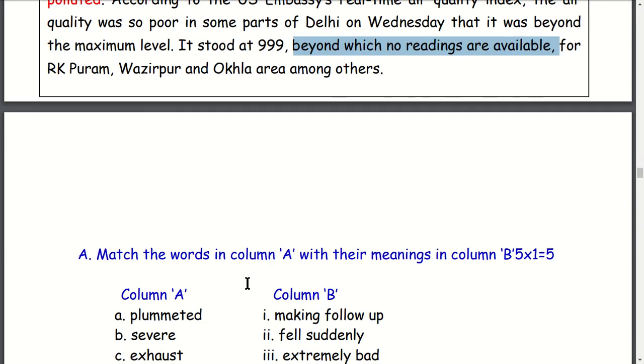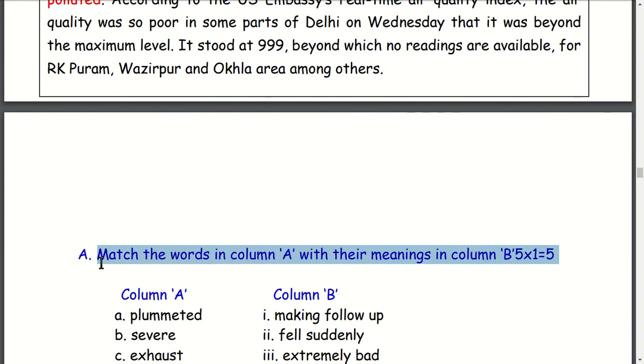That's it. Now let's go forward to the questions here. Question number one, matching. Match the words in column A with their meanings in column B.